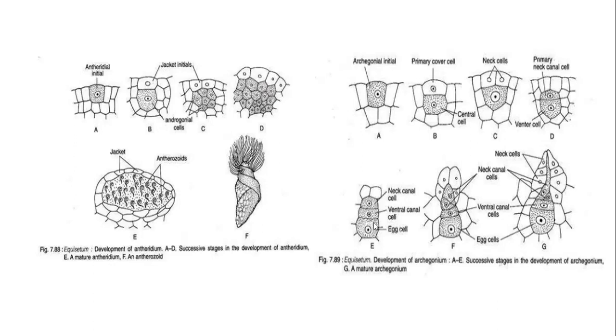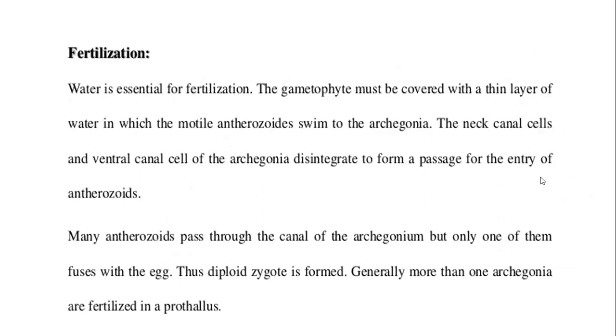Now this ventral cell will divide further, forming the ventral canal cell and the female gamete, the egg, and the neck canal cells will divide. And here one more important point is, in Equisetum, the archegonial neck is very, very small, represented by only 2 neck canal cells, and these are the 4 neck cells. So this is regarding the archegonia, which is embedded inside the gametophytic tissue of the Equisetum gametophyte.